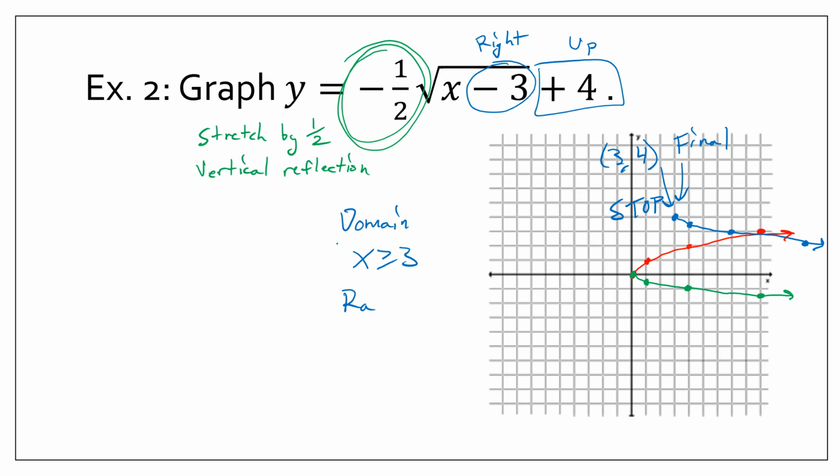The range, the highest that y can be is 4. Does it go up from there? No, actually it goes down from there. So the highest y can be is 4, and then due to the reflection, y is going down from there. And we can see this from the graph. It is going down. So y is less than or equal to 4. All right, easy. Let's keep moving along.